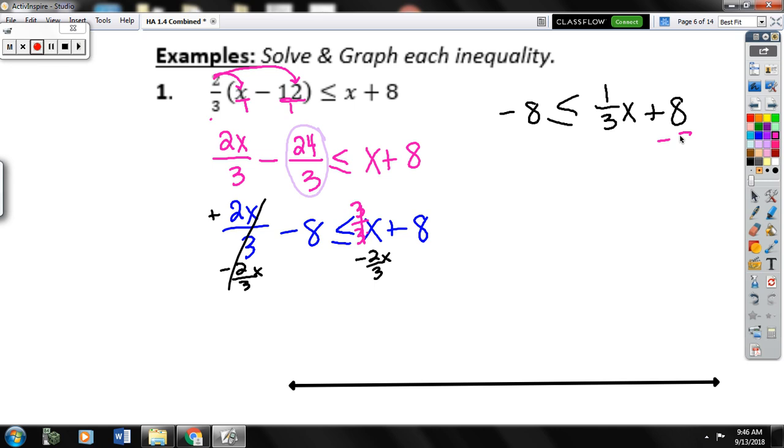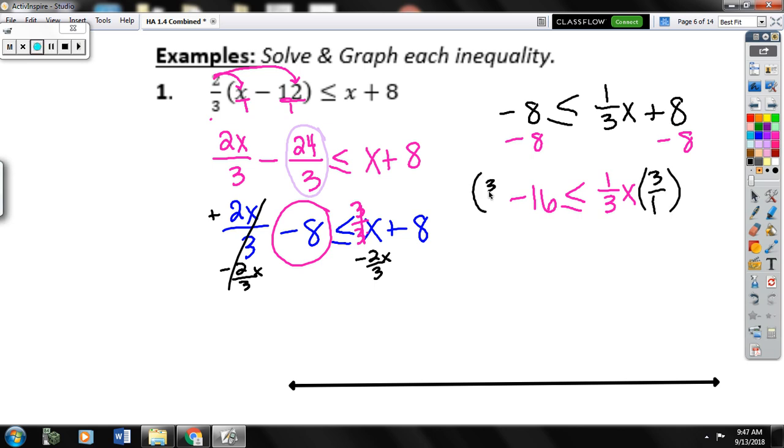Move our 8 over using inverse operations. And also, again, make sure that you're just careful that you bring the negative with that 8 that's over there. So we should have negative 16 is less than or equal to 1/3 x. And last step, we would normally divide by 1/3, but instead we'll do our multiplication of the reciprocal on both sides. We're multiplying by a positive 3, so you don't have to flip the sign. We should get negative 48 is less than or equal to x.